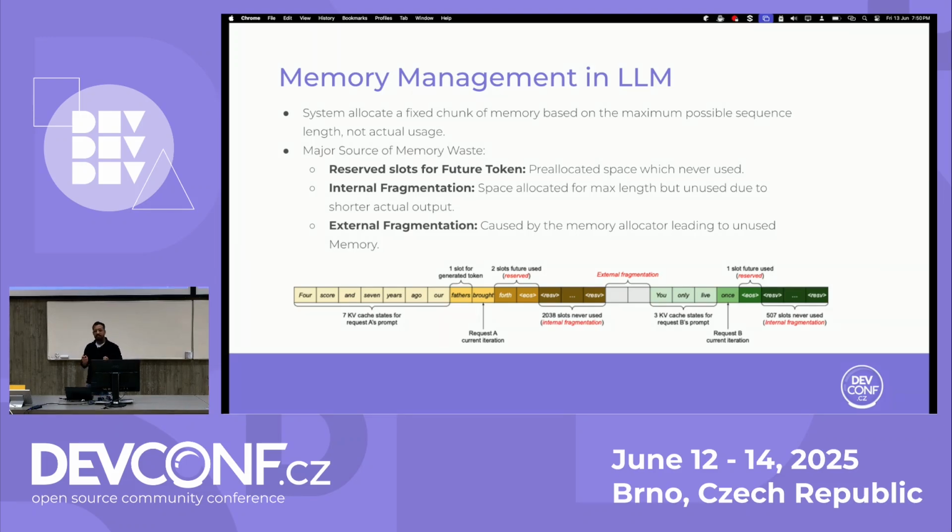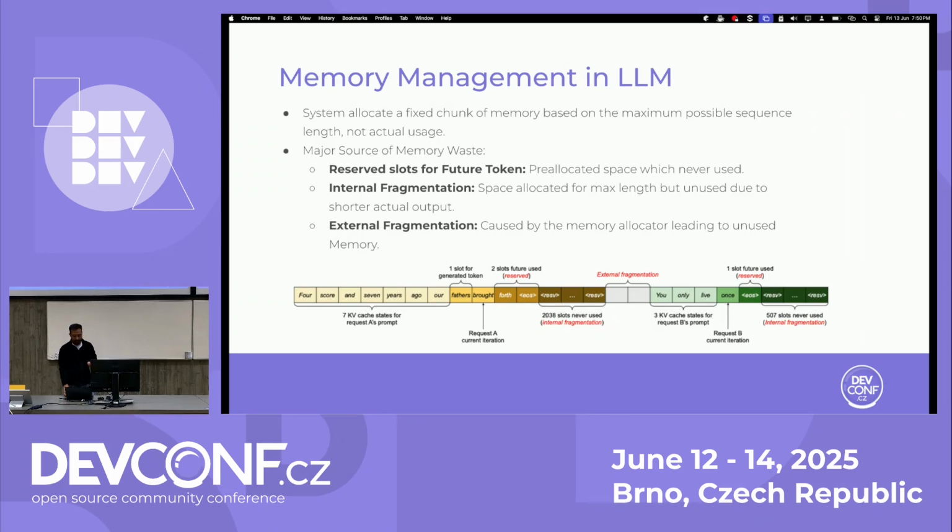As our request is of only 7 tokens, it means these 2038 slots are never going to be used. The system will just assign those, and they will be empty throughout the operation. There are also some blocks or slots kept empty by the system during this process, which we call external fragmentation. So this is one issue, and because of that we could not use the GPU properly at its capacity.